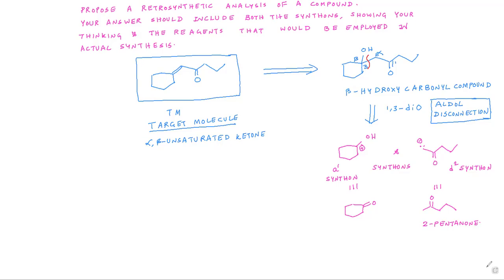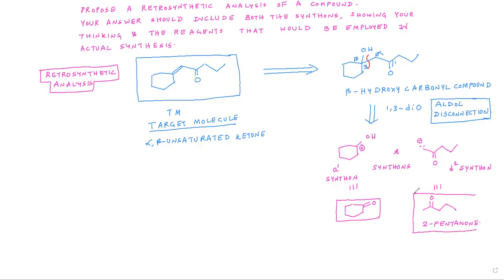Now let us write down. This is what is called a retrosynthetic analysis. And these are all the synthons and synthetic equivalents. Cyclohexanone is one synthetic equivalent, and 2-pentanone is another synthetic equivalent. Okay, now let us go to the synthesis of this reaction. Synthesis is like this.